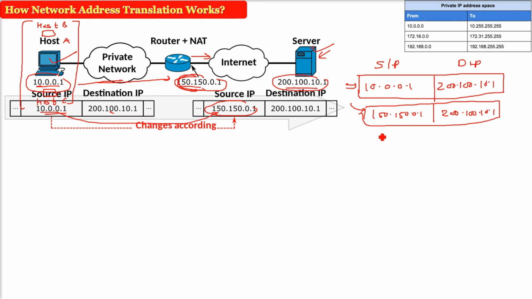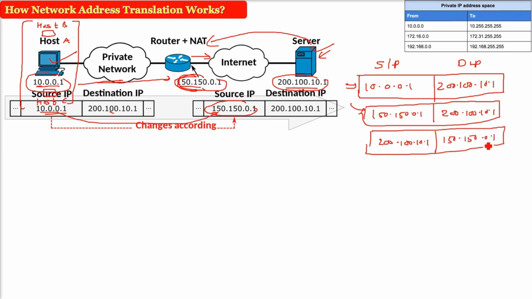Now there will be a response. When the server is going to respond, what will the packet look like? The source will be, of course, 200.100.10.1. That is on the internet, some website portal is there. Right? It doesn't know the host because the router is talking to it. So what is the IP? The router has already changed the IP. So the destination will be 150.150.0.1.